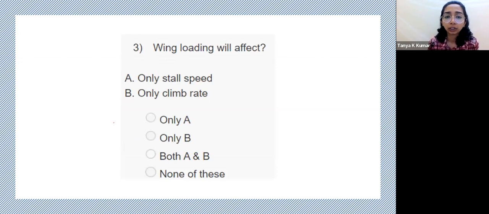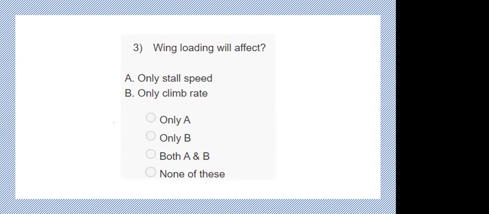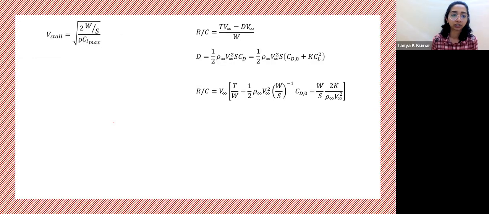Wing loading will affect what? Only stall speed, only climb rate, or both of them? Both. So I'll just go over the equations. This is the same equation that we've seen from the first slide. It directly depends on wing loading here. So V stall is obviously affected by wing loading.